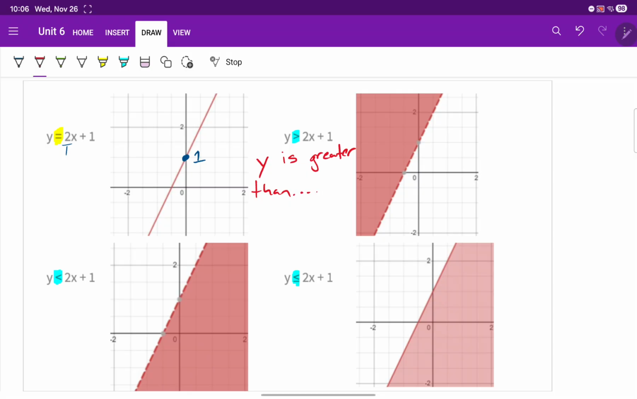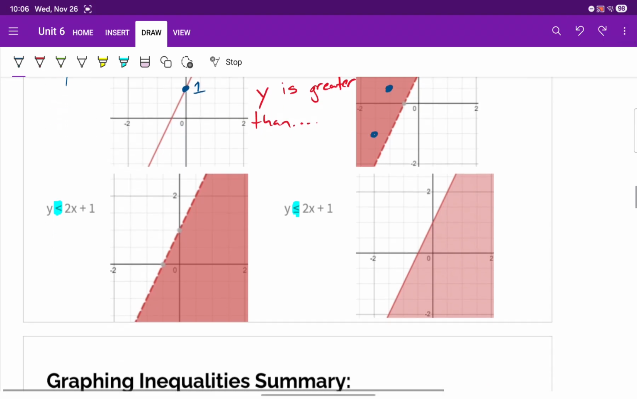And notice that the part that I have shaded in here are all the parts of the graph that are above the line, okay? If I plot some points, like this point here, that point is above the line. This point here, that point is above the line. Basically, all of the points here are above the line. Okay, that's because the inequality says y is greater than.